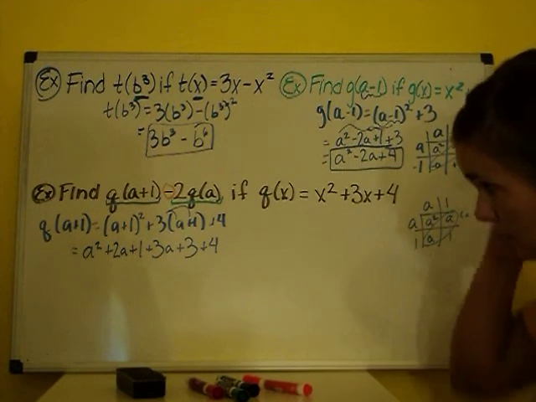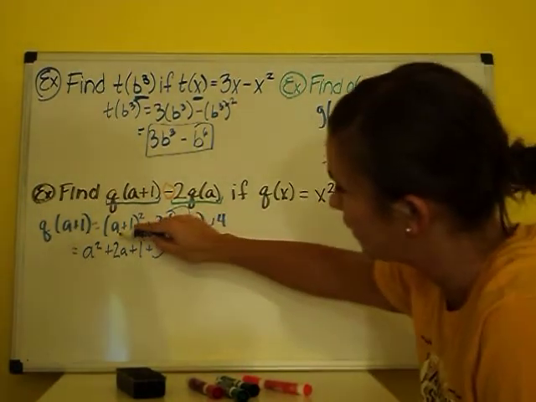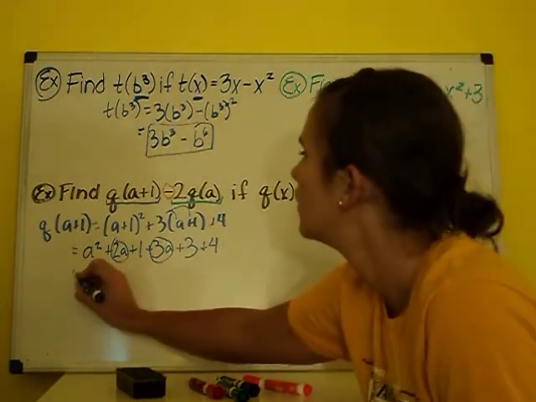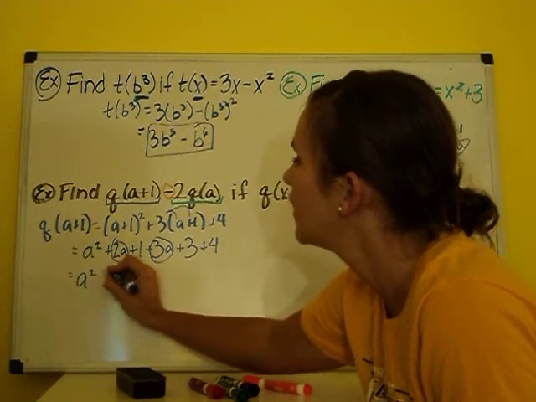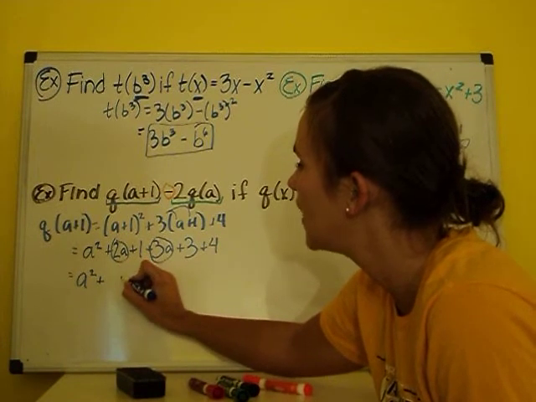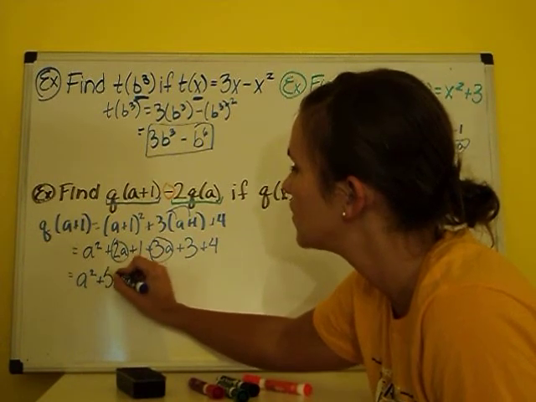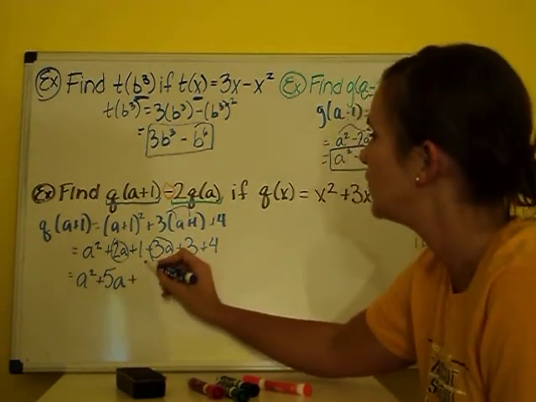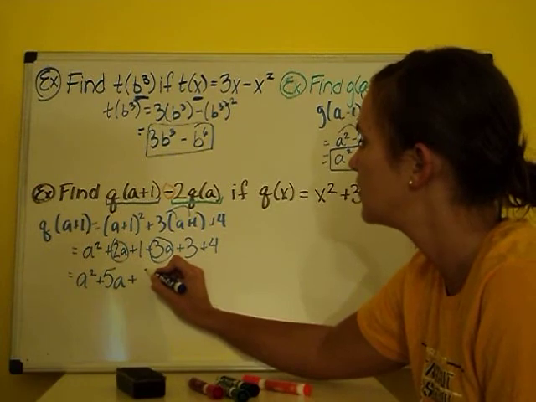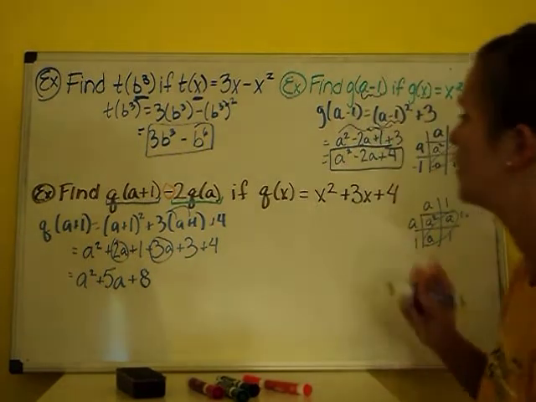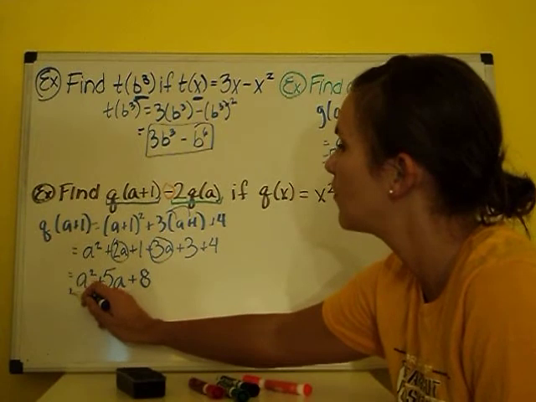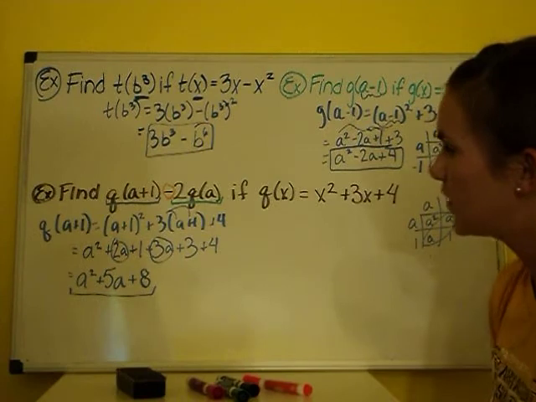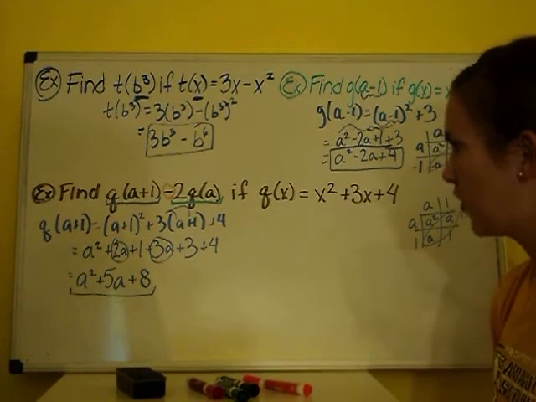Okay. If we're combining like terms, I have this 2a and this 3a. So I'll have a squared. I keep the term itself, which is the a. 2 plus 3 is 5. And then I have 1 plus 3 plus 4, which is going to give me 8. Okay, so this is our blue answer. That's q of a plus 1, all simplified. We can't simplify it anymore.